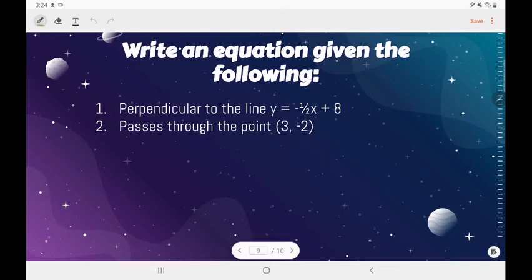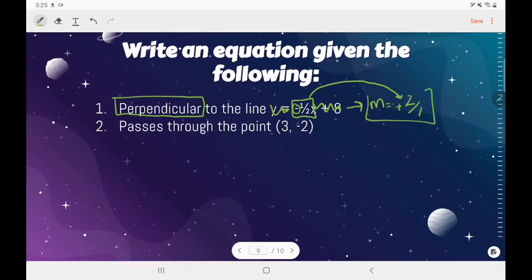Now let's try our hand at perpendicular. So when it says perpendicular, I have one extra step. I'm going to pay attention to my slope, but I am not going to just use the same thing because that would give me a parallel line. So take your slope, flip your fraction. 1 over 2 turns to 2 over 1. Since this is negative, I'm going to make mine positive. So this is the slope I want to use. This is the point I want to use.